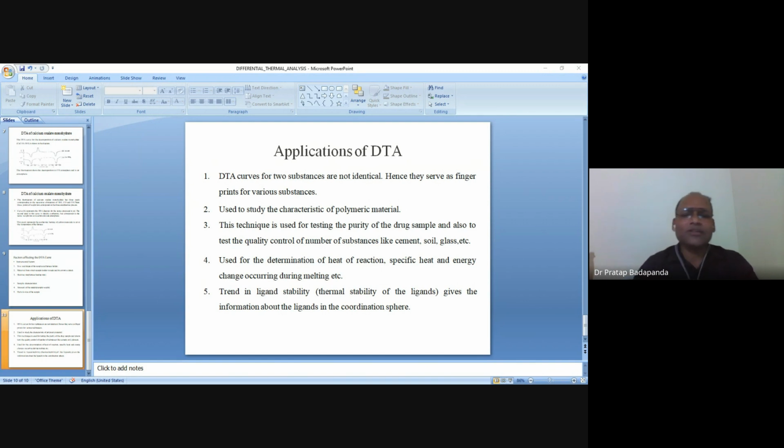So the thermal stability of the ligands can also be determined, because it is associated with the ore. I am telling you several times, it is associated with the ore. So the ore has that ligand type nature, giving the information about the ligands in the coordination sphere.